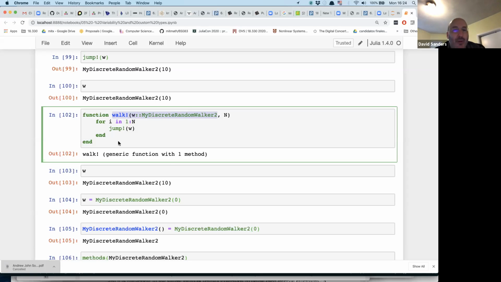Okay, and so next time, we're going to start off by defining a continuous random walker as well, and see how we can make continuous random walkers walk as well. And in particular, this function walk actually should not care what kind of walker it is, right? This should work for any walker. Any random walker just does a sequence of jumps. So if you can define your continuous random walker and then define jump for that, this function should actually be able to work for that as well.